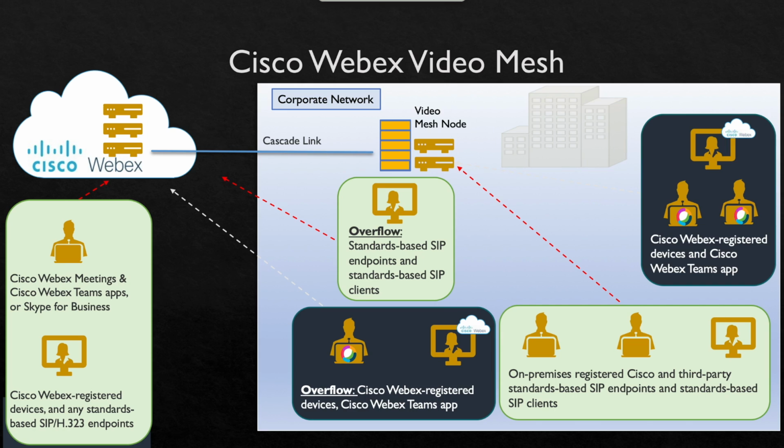Webex Teams app users or endpoints that are registered to the Webex Control Hub that are located outside the corporate network may call into the cloud directly anyway, even with resources being available on the Video Mesh node. It really depends on the round trip time. Because what happens with these devices is when the endpoint registers to the Webex Control Hub, or when a Jabber Teams user first signs into their client, it sends out a round trip time to Webex. And it does a test.